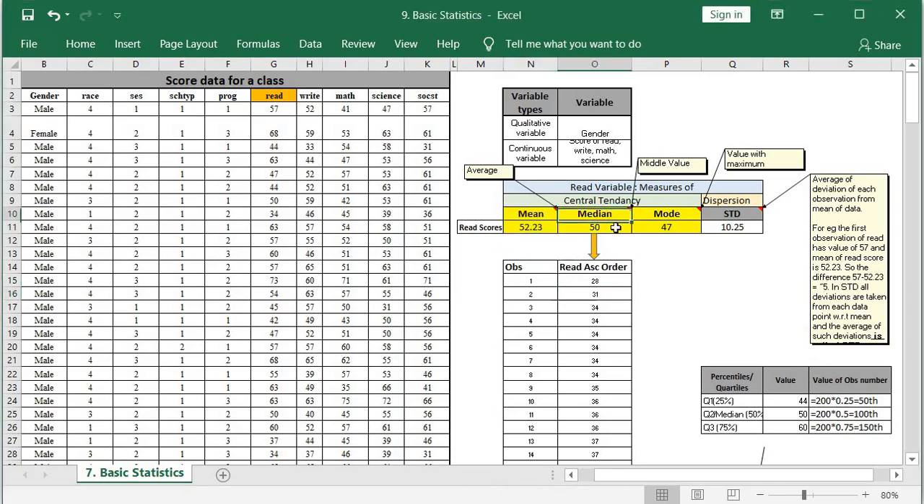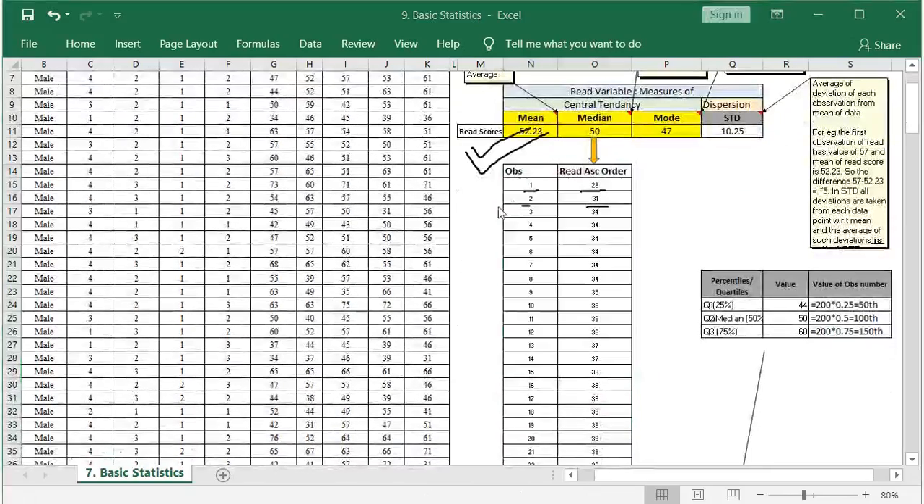Now let's talk about median. Median is the middle value. To get the median, first you have to sort the data in ascending order. Right now this data is in random order, 57, 68, 44. We need to sort it in ascending order. The highlighted table represents that the data is now sorted in ascending order. We can see that the lowest marks in read subject is 28, then 31, then 34, and so on. Once this data is sorted in ascending order, median would be the middle value.